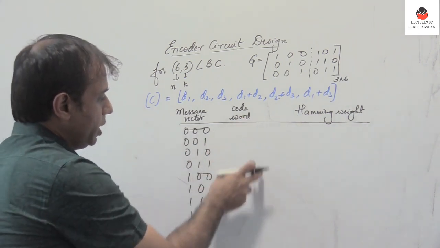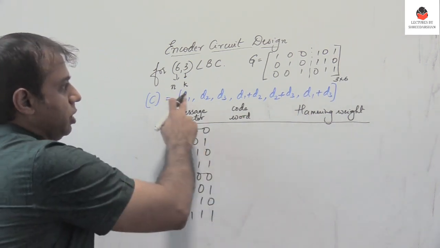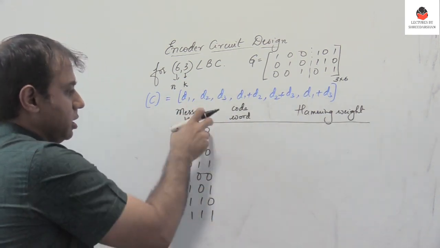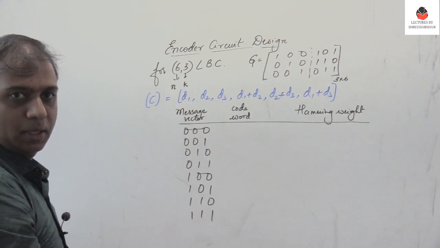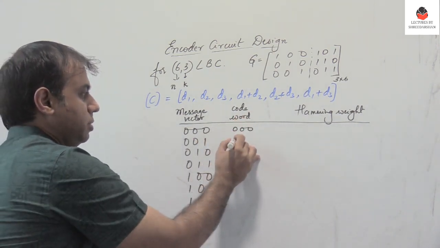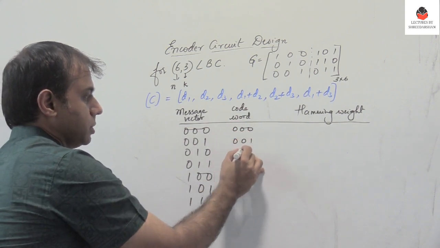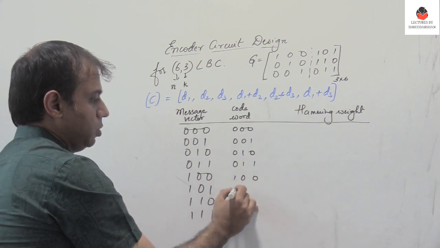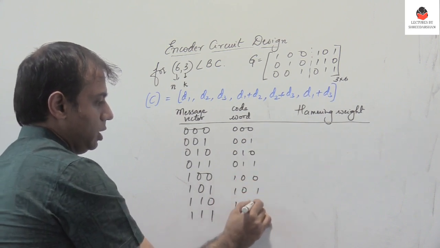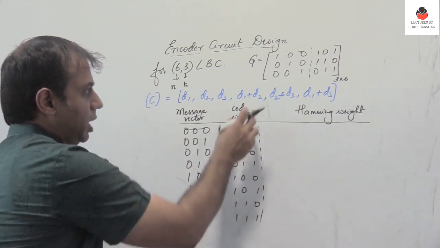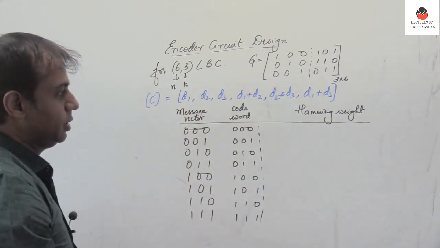Now how do we generate the code word? The first 3 bits of the code word are nothing but the message vector itself. So I can directly write the message for the first 3 bits: 0 0 0, 0 0 1, 0 1 0, 0 1 1, 1 0 0, 1 0 1, 1 1 0, 1 1 1. So this happens to be the message part of the code vector.